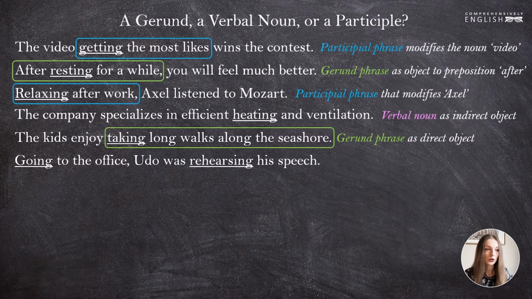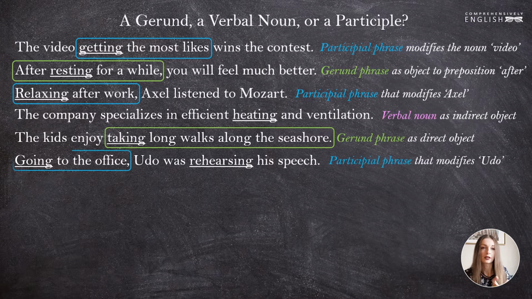Going to the office, Udo was rehearsing his speech. We have two -ing forms here, going and rehearsing. The first one, going, is a part of a participial phrase that modifies Udo, and the second -ing form, rehearsing, is a part of the past progressive tense, was rehearsing. So this is participle one as well.